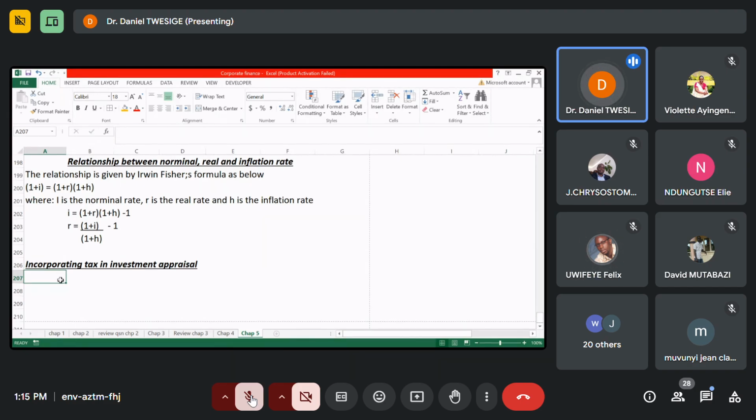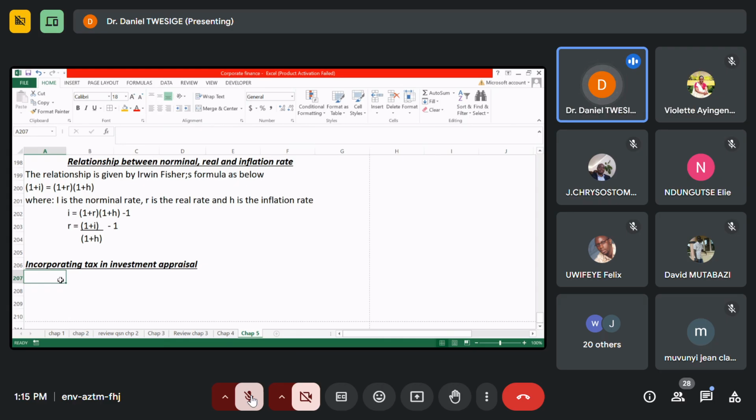So let's look at incorporating tax in investment appraisal. How do we incorporate tax? As far as tax is concerned, it has two important effects on your investment decision. First, when you generate profit, you must pay tax from the profit. That's the first effect.